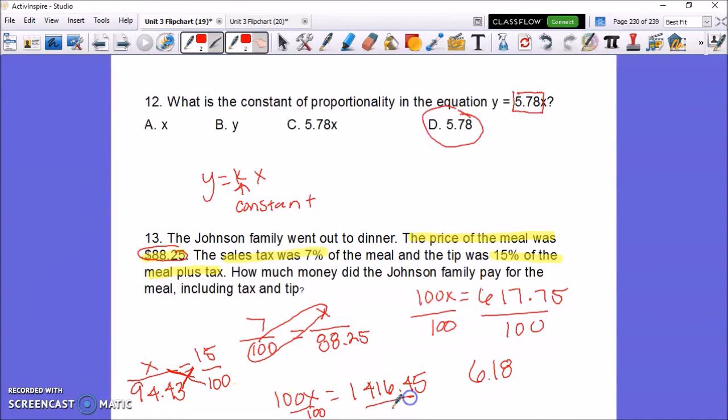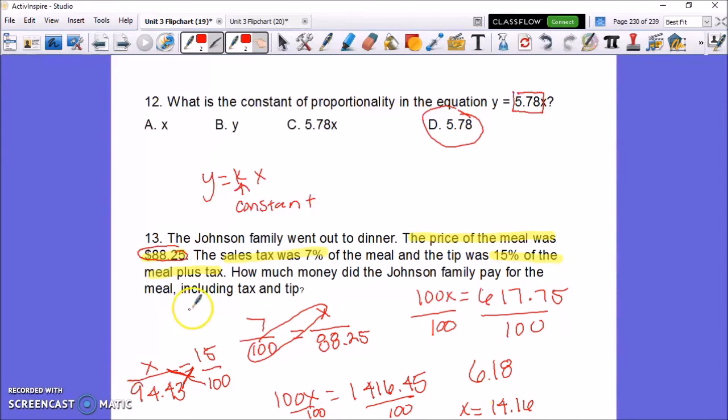Now we have to divide, because we need that x by itself, so we're going to divide both sides by 100, and that gives us x is equal to $14.16. You should get 14.164. We need to round it to the nearest second decimal place, and that 4 makes it stay the same. So 14.16. Now that's not our total. This is just how much we left for the waitress.